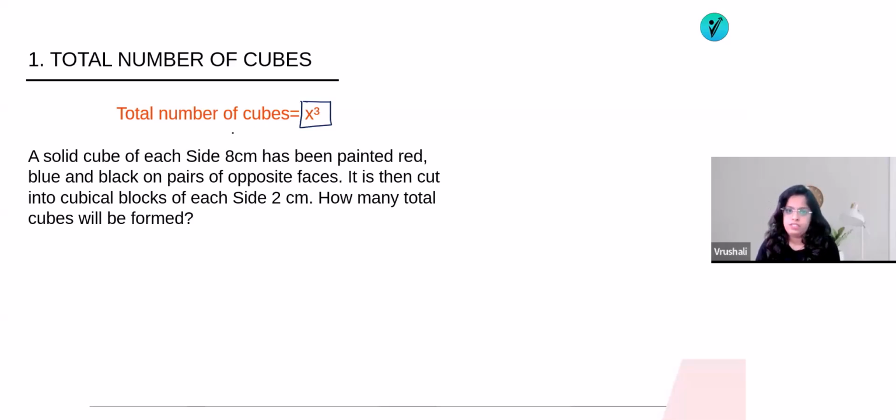So let's read the question here. On this question, we will understand how to find the x. They are saying that a solid cube of each side 8 centimeters. Each side 8 means L is 8, B is 8, H is 8, right? So this is your cube.